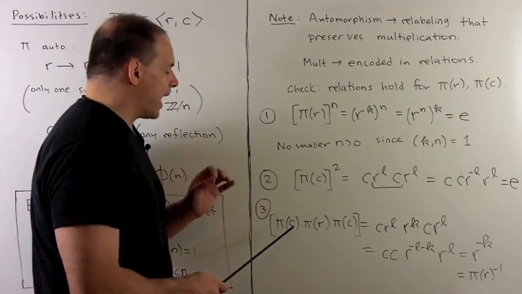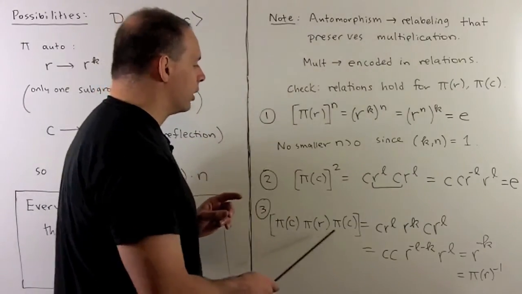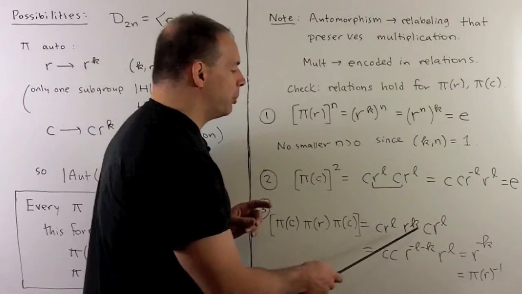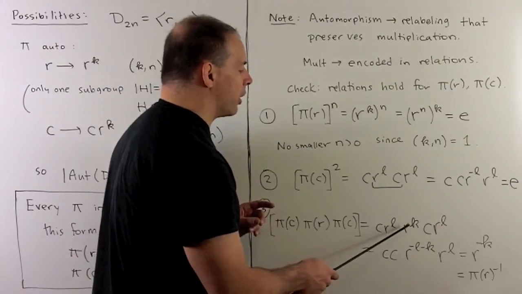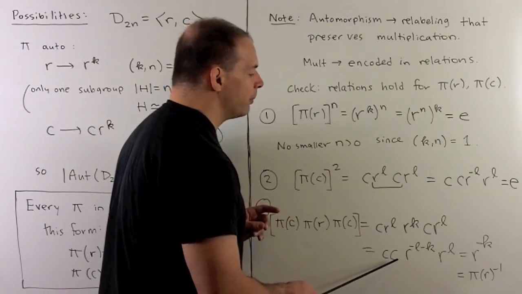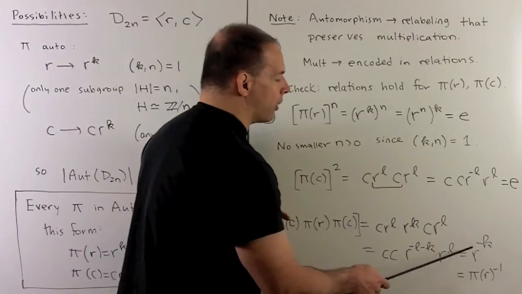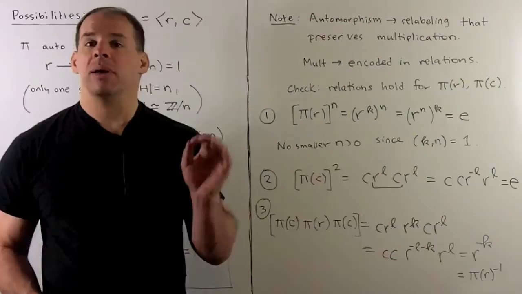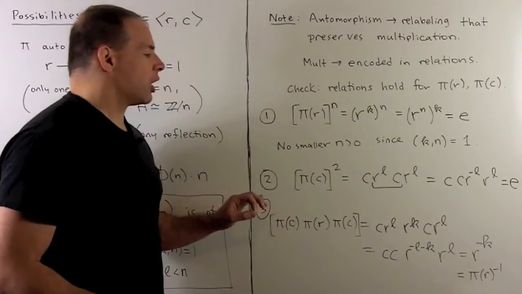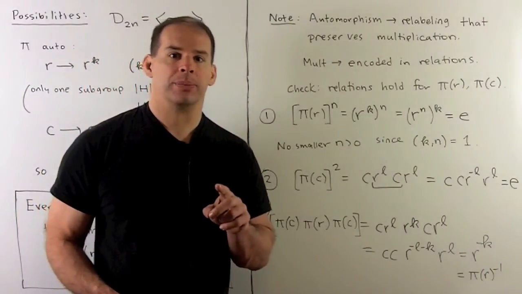Then, for our last one, we're going to conjugate r by c. So what do we have here? c r to the L, r to the k, c r to the L. We're just going to push this c past the r to the L and r to the k, so they pick up inverses. The two c's cancel. The r to the L on the outside takes away the r to the minus L. So we get r to the minus k, and that's pi of r inverse. So all of our relations are getting sent to the same relations, just with new elements.